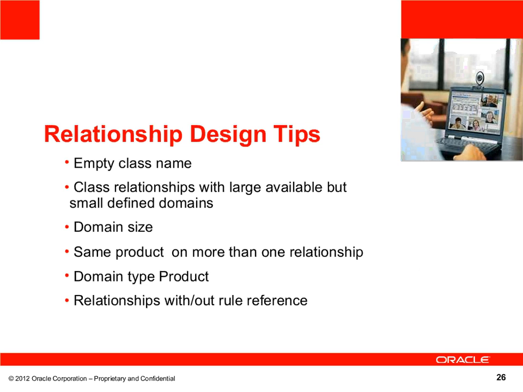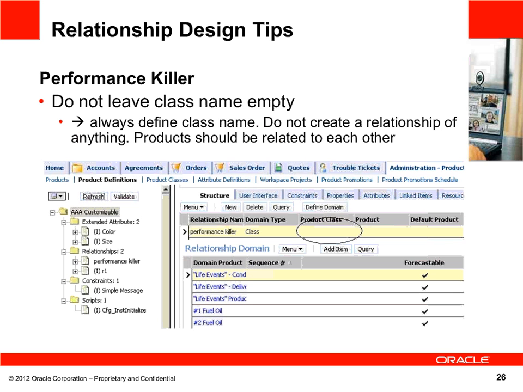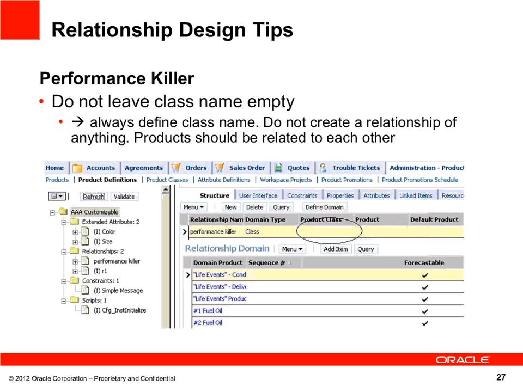Okay, next point is relationships and design tips for relationships. I already added here a few keywords: class name, relationships, and their domain side. What about if you have the same product on more than 1 relationship, domain type product, and the relationship with and without rule references. So let's go for this point. First one is a very important one. Don't leave class names empty.